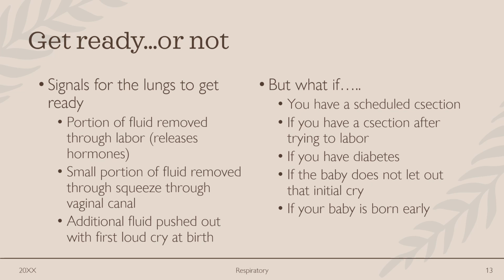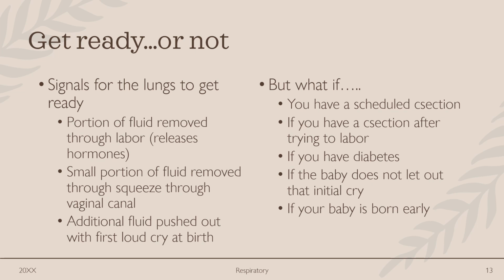Another thing that happens is a small portion of fluid is removed through the squeeze through the vaginal canal. We know that we don't get that same quality squeeze from a C-section. And then we get additional fluid pushed out with the first loud cry after birth. But sometimes things don't happen that way. What happens if you have a scheduled C-section? Means you don't have labor, means that you don't get that additional little squeeze from the vaginal canal.